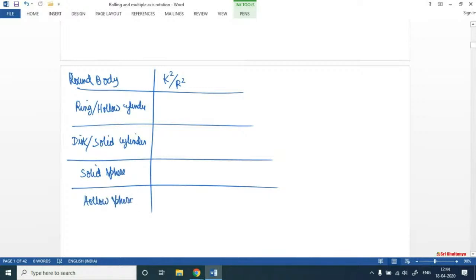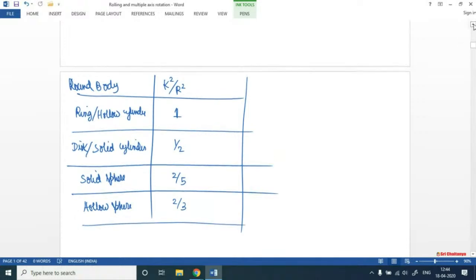So we know the moment of inertia of these round bodies about their principal axis. For a ring or hollow cylinder, the value of k square by r square turns out to be equal to 1. For a disc, it turns out to be 1 by 2. For a solid sphere, it would be 2 by 5, and for a hollow sphere it is 2 by 3. So once we know the value of k square by r square for different bodies, let's say this is body number A, this is body B, body C, and body D.